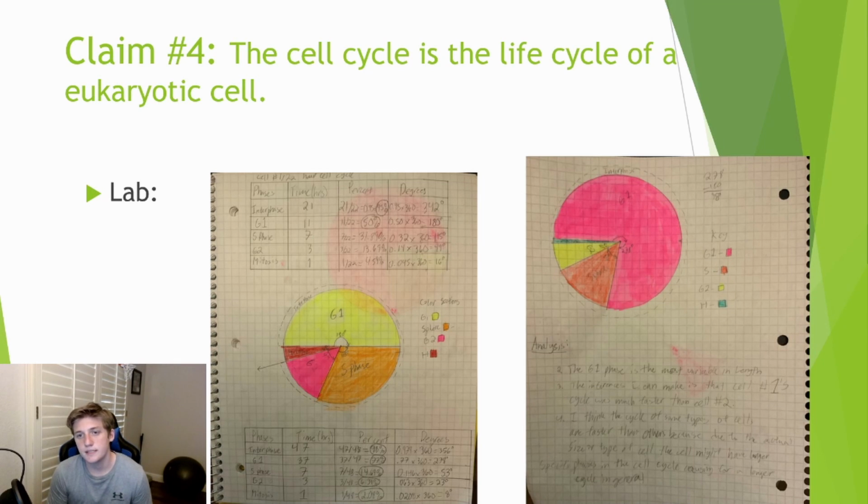So my 4th claim is the cell cycle is a life cycle of a eukaryotic cell. Basically, it's showing that a eukaryotic cell has a life cycle, and its life cycle is called the cell cycle, where a cell starts out and goes through a bunch of phases and then duplicates into 2 cells. And on the labs here, it shows how each phase of this cycle takes time to do that, and this really gives you more evidence about how these two are linked.